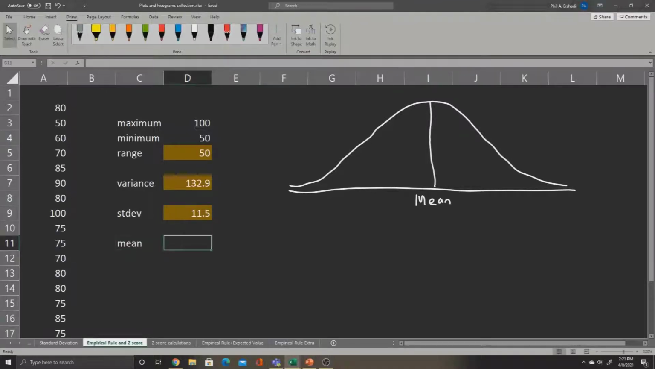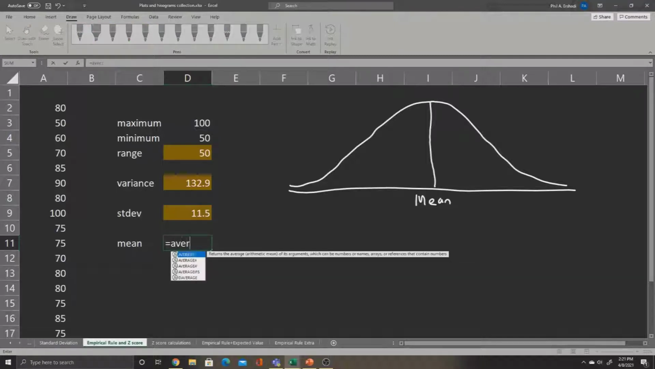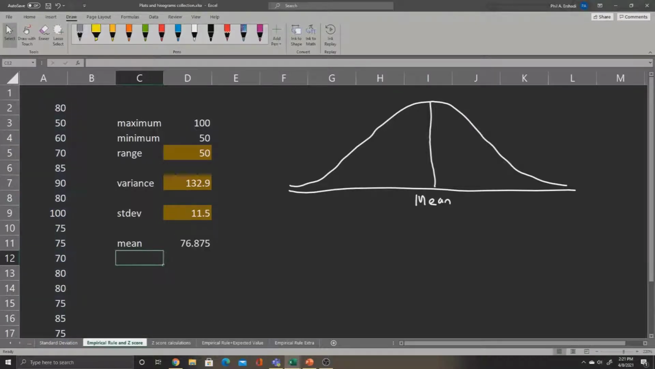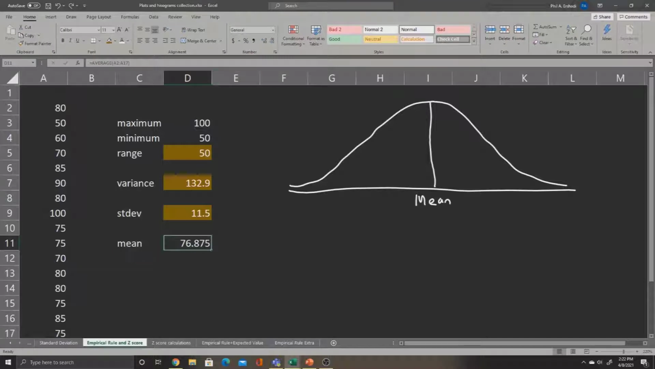I'll type a label in column C, and in column D, we'll use the built-in Excel formula to find the mean. We'll say equals average, open the parentheses, and select our list. Close the parentheses, and we have a mean of 76.875. Once again, I'll go to the number menu and click the decrease decimal button on the right until I have only one decimal place. So our mean will be 76.9.